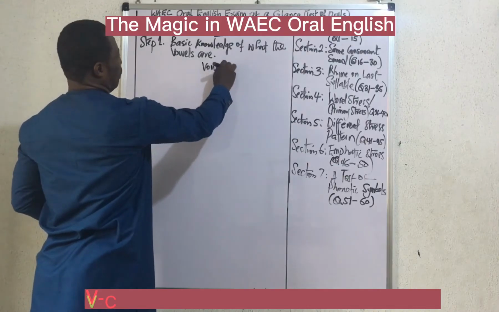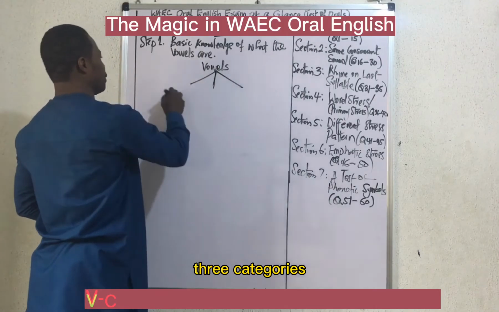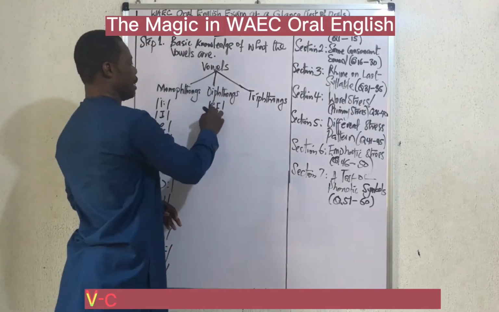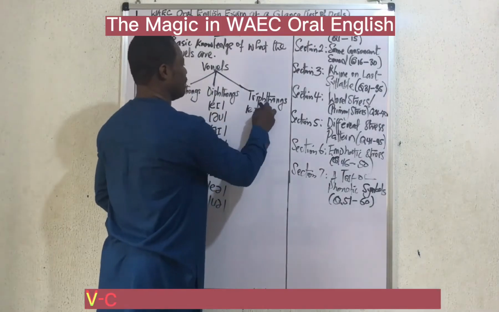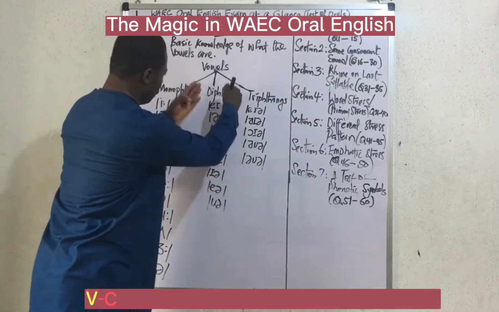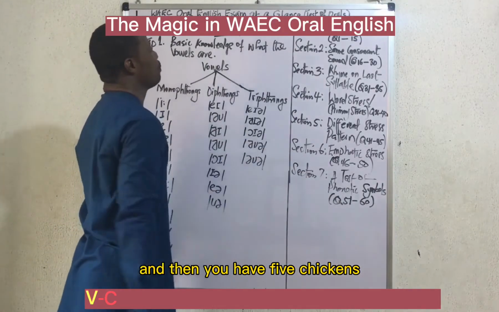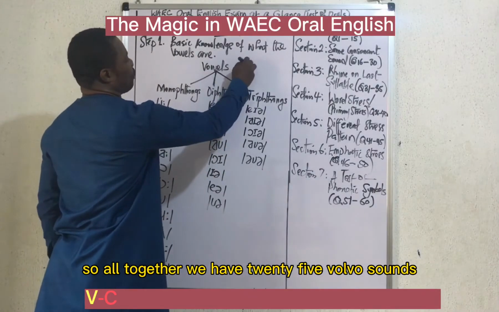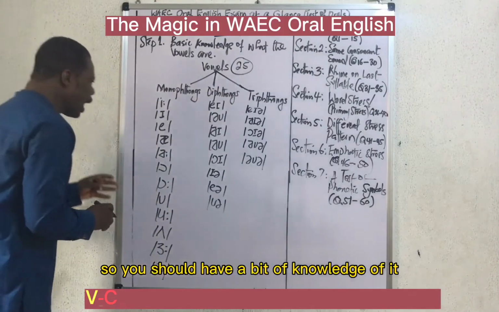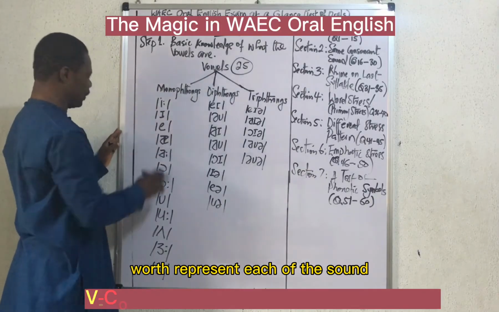Vowels have been classified into 3 categories. We have 12 monophthongs. For the diphthongs, you have 8 diphthongs, and then you have 5 triphthongs. So altogether, we have 25 vowel sounds. You should have a basic knowledge of a word that represents each of the sounds.